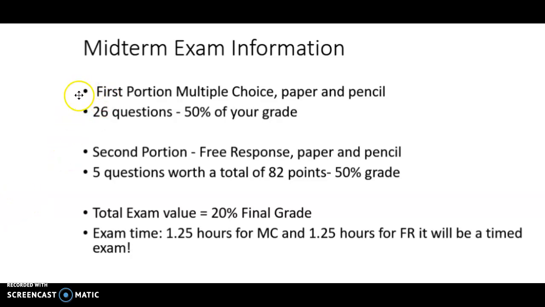The first portion is going to be multiple choice. This will be on the computer this year, but this is basically paper and pencil. There are 26 questions. It's 50% of your grade, and you will be able to use your formula sheet and your Z-score chart the entire time throughout the exam.